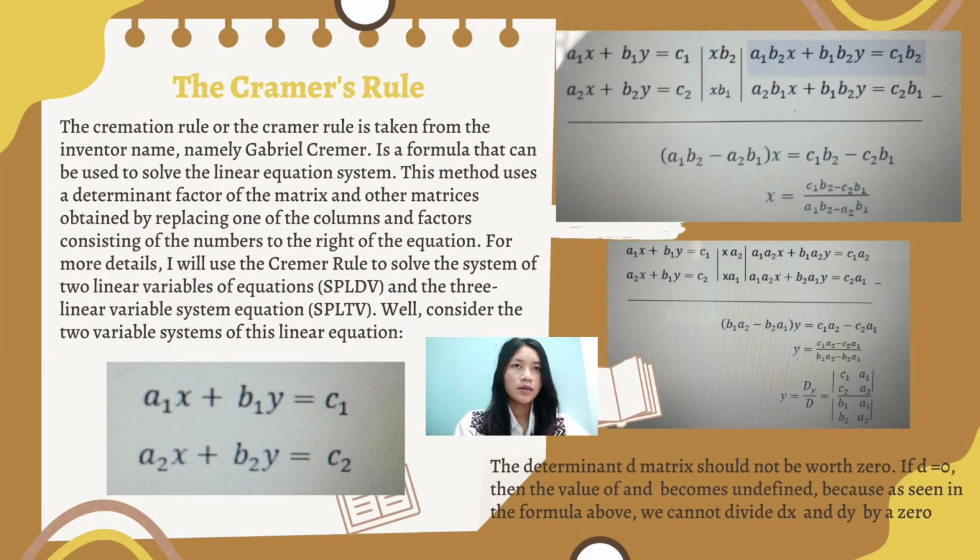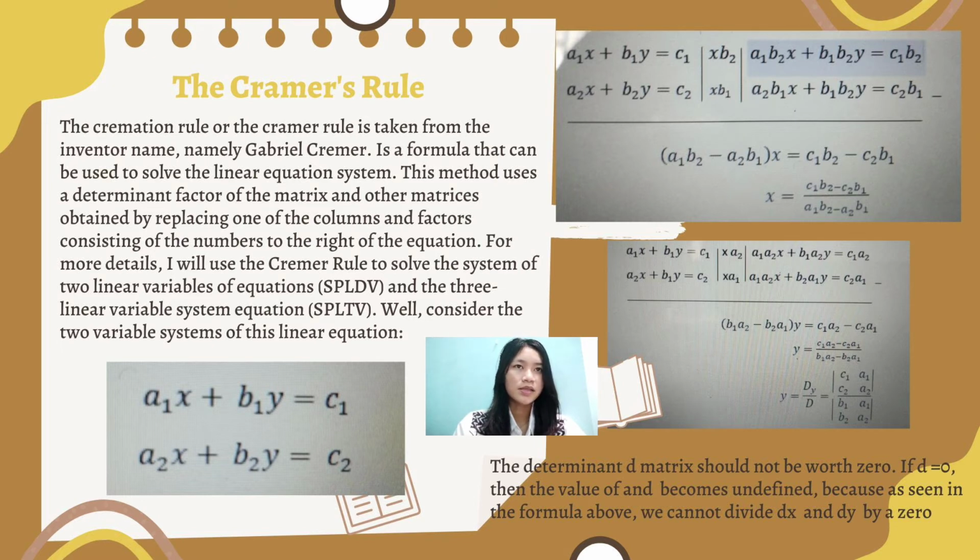Okay, next, about Cramer's rule. What is Cramer's rule? Cramer's rule is named after the inventor, namely Gabriel Cramer. It's a formula that can be used to solve linear equation systems. The method uses the determinant of the matrix and other matrices obtained by replacing one of the columns with the column consisting of the numbers to the right of the equation.